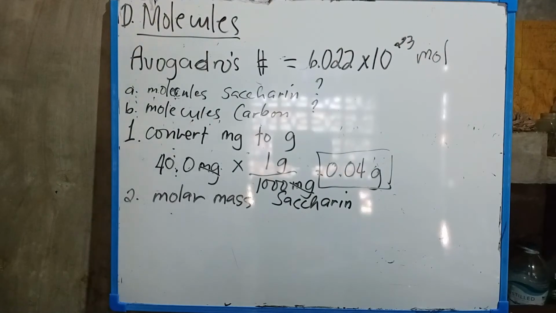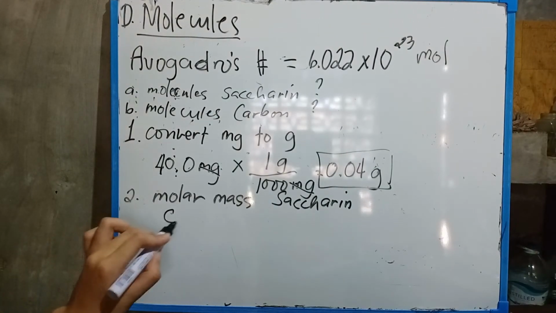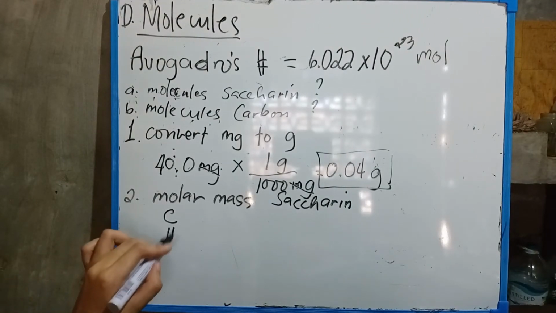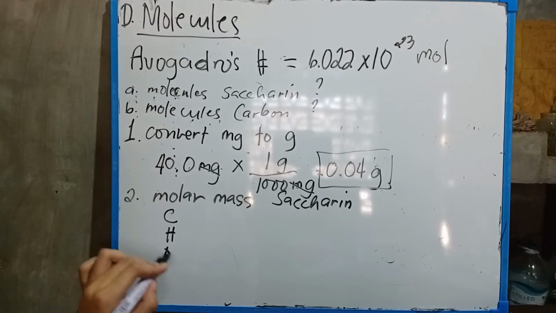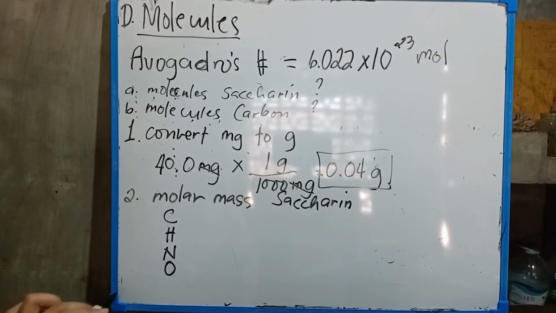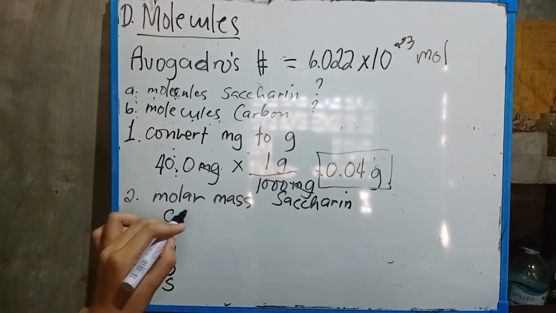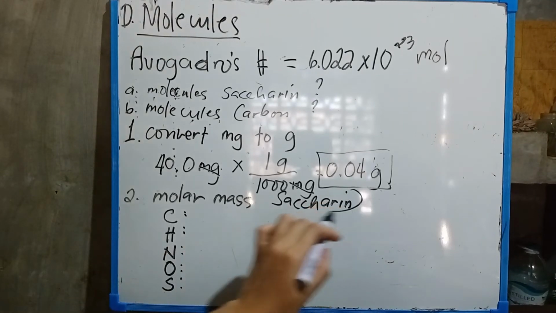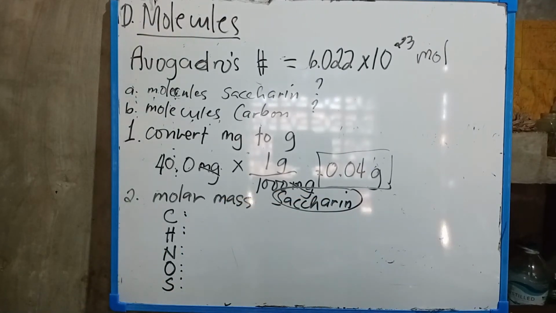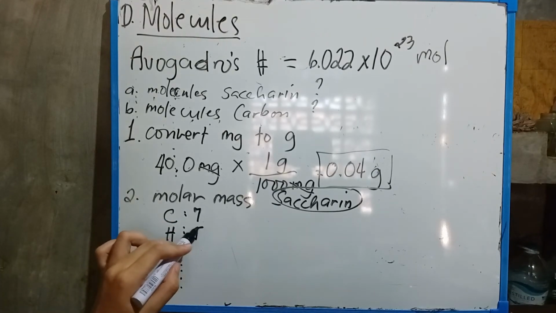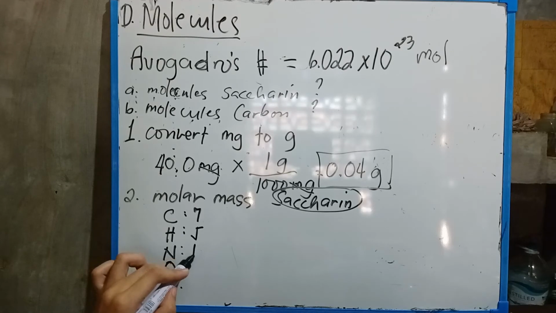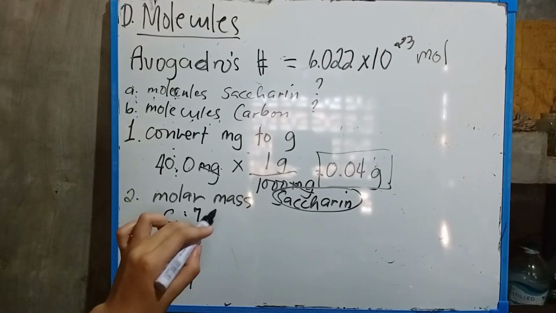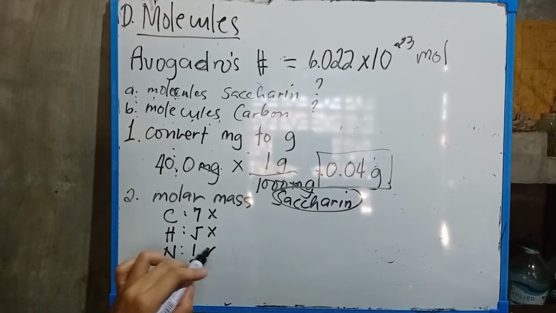The molar mass of saccharin, which has carbon, hydrogen, nitrogen, oxygen, and sulfur. So these are the elements that are present in this compound. Carbon has 7 atoms, hydrogen has 5, nitrogen is 1, oxygen is 3, and sulfur is 1. So multiply by their atomic mass.